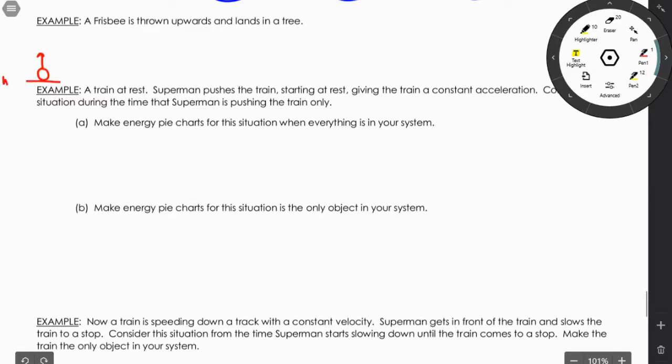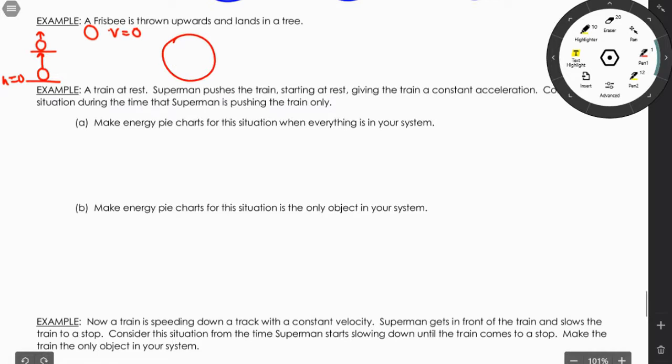All right, so where we release it, we're going to call h equals 0. It's going to land up here in the tree where it's not going to be moving anymore. And we'll just pick a point in between. We'll say halfway of where we'll look at it as well, where it'll be up a distance, but also still traveling on its way up to the tree. So here's our first one.